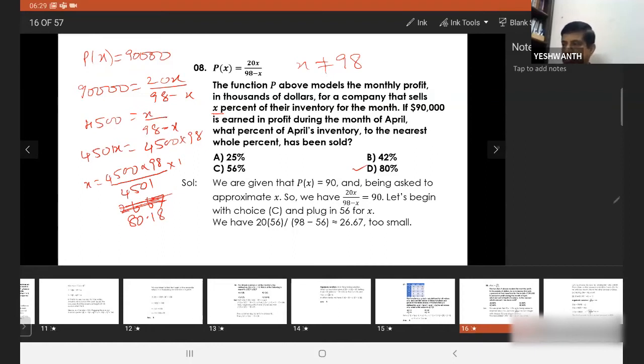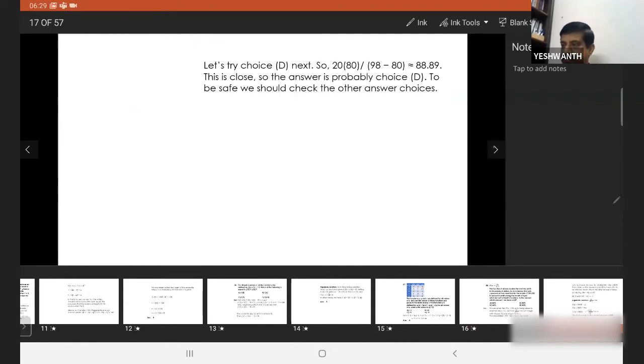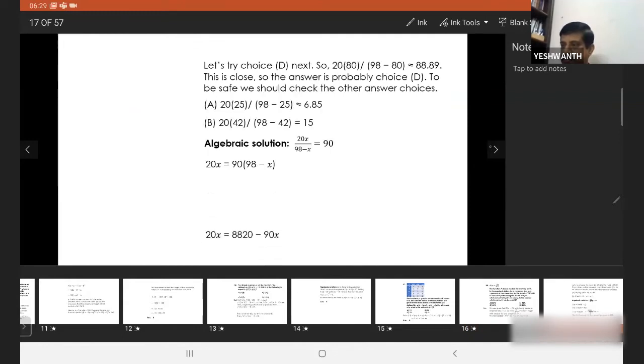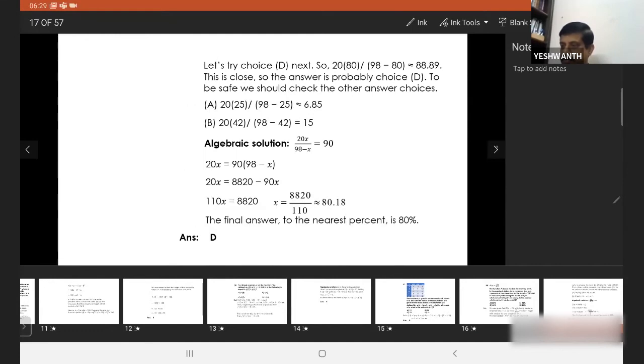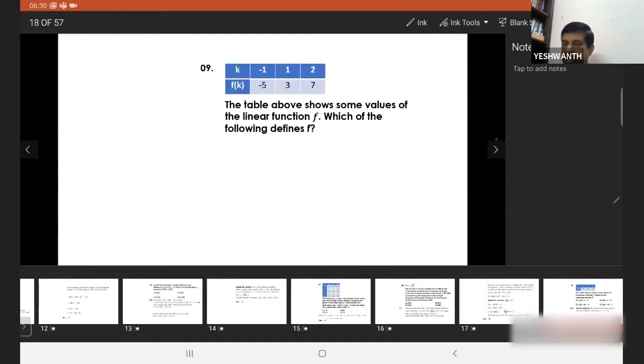Okay. Let us move to the next question. F of k values are given: when k is -1, f of x is -5, f of 1 is 3, f of 2 is 7. The table above shows some values of linear function f. Which of the following defines f?